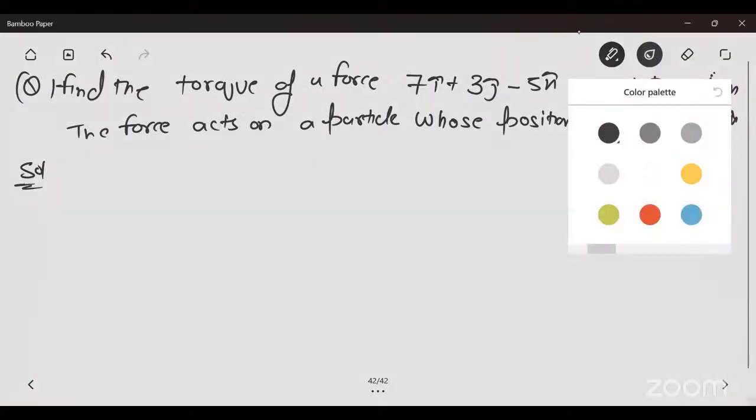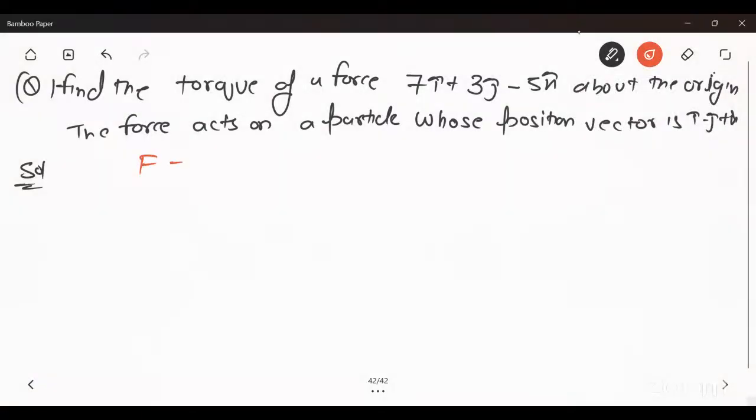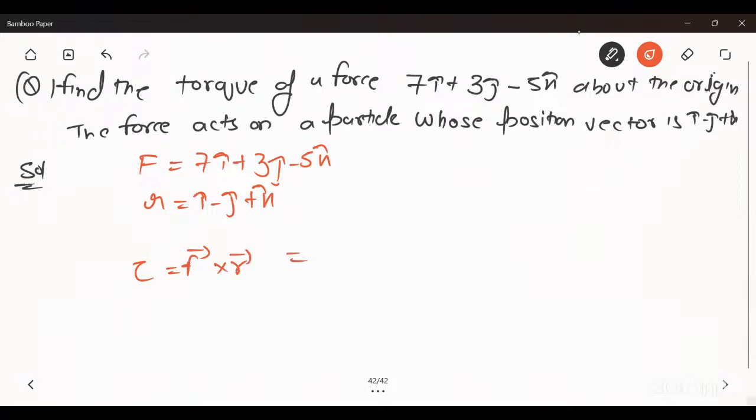So here what we have been given is the value of force. Force is equal to 7i plus 3j minus 5k, and the value of r will be i minus j plus k. Now the torque is equal to force into perpendicular distance between them. Now if you take i, j, k here, so 7, 3, minus 5, and the value of r is 1, minus 1 and 1.